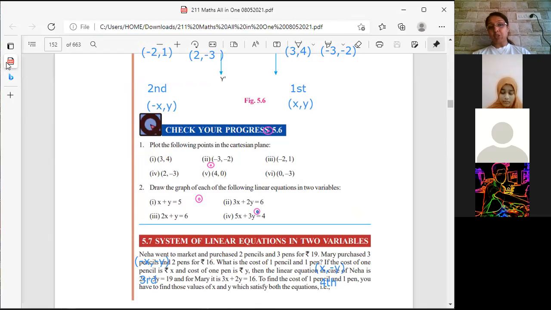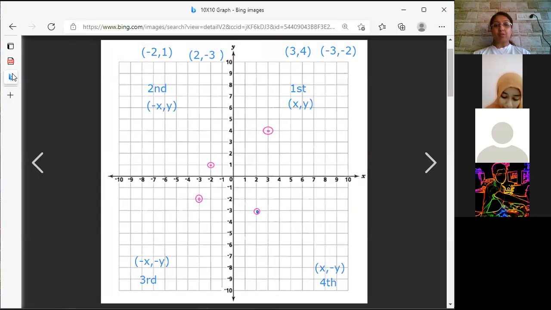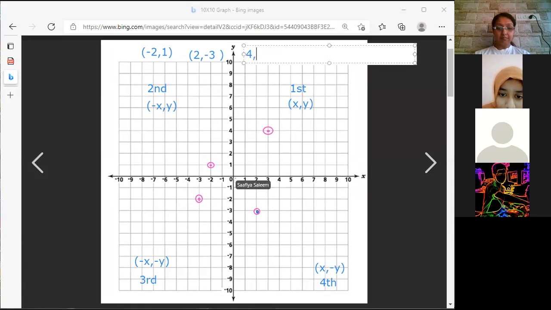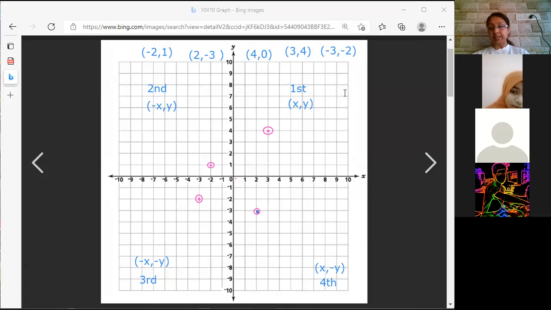And Sufyan, the next point is 0, minus 3. 4, 0. It is the first quadrant. Okay, you mark the point. We have to mark it like this, or do you have to make lines? No, you don't have to make lines. You have to only make dots. Okay. Safia, 4, 0 is your point.